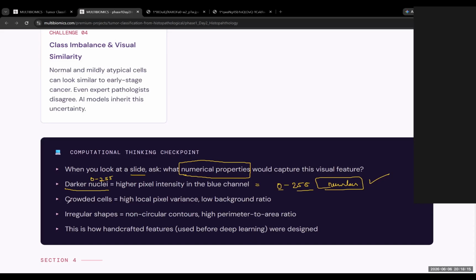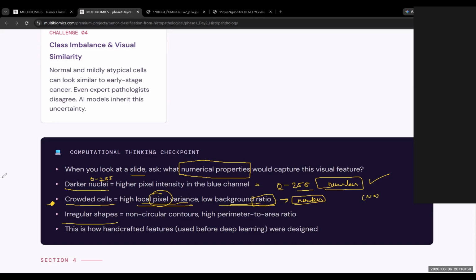Okay. And if there are crowded cells, crowded cell means malignant cells. So there will be a high local pixel count, more number of pixels. Yes or no? Yes, ma'am. The background pixels will be less, because more cells means more cellular pixels and fewer background pixels. So we get a pixel ratio, again another number. With these numbers, our CNN model will learn.